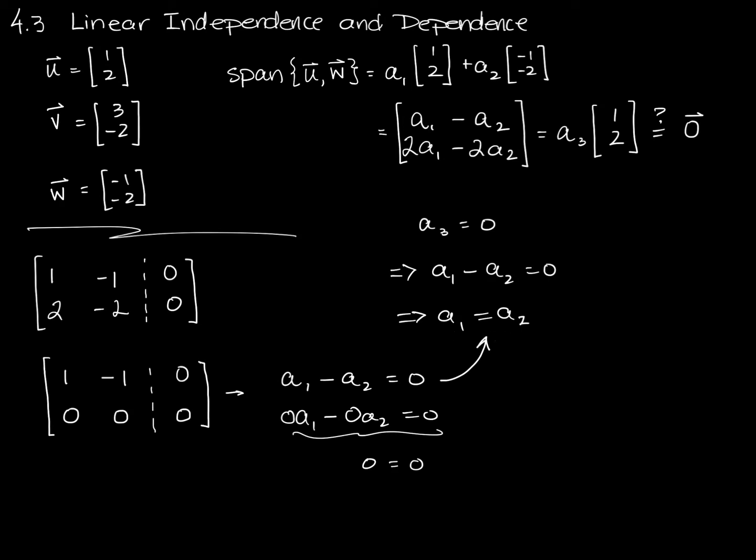So if when you set up an augmented matrix for your scalars, and your augmented row is 0, your answer column is 0, when you reduce that, if you get an all 0 row, then those two vectors that you started with here are linearly dependent. Consequently, if you don't get an all 0 row, then your two vectors are linearly independent.